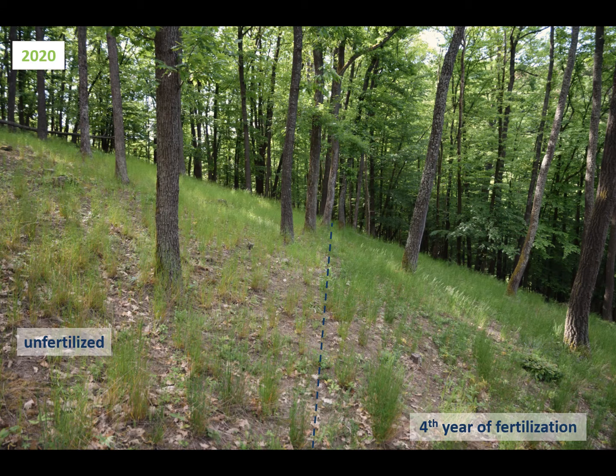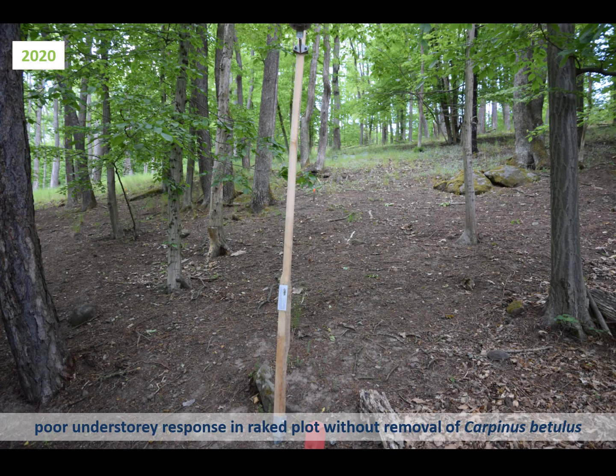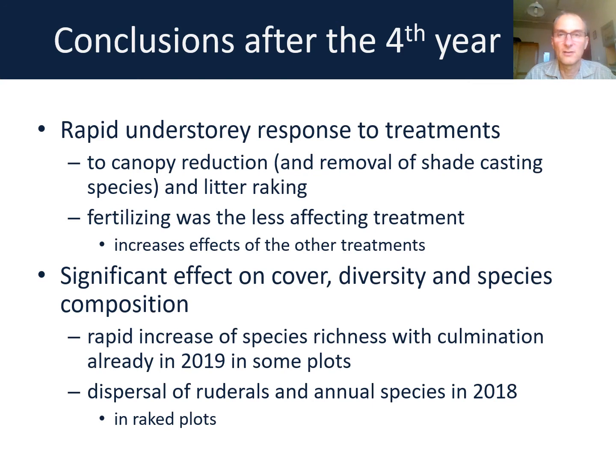The difference between fertilized and unfertilized plots was well visible in 2020. Fertilized plants were higher, had a darker green shade, and were more frequently flowering. It was similar in the case of Poa nemoralis and Dentaria bulbifera, for instance. An understory of nemoral grasses was reached already 3 years after the start of treatments in some raked plots with reduced canopy. On the other hand, understories in plots without canopy removal did not respond significantly, especially when light was shaded by Carpinus betulus trees.